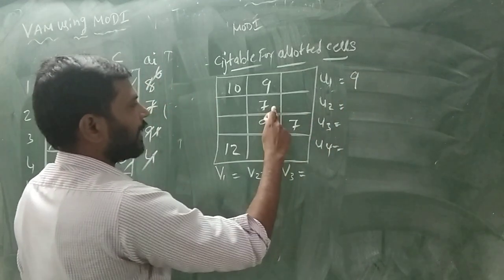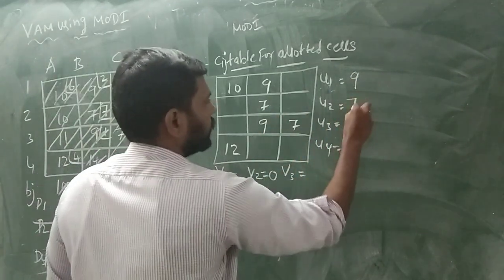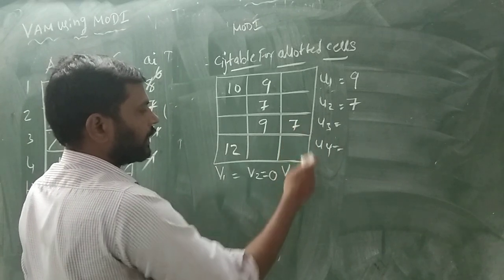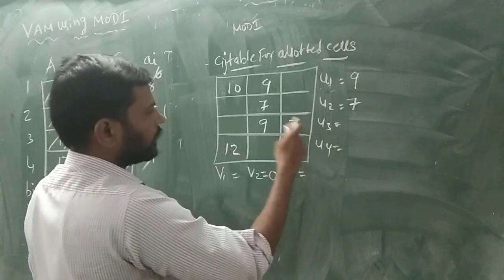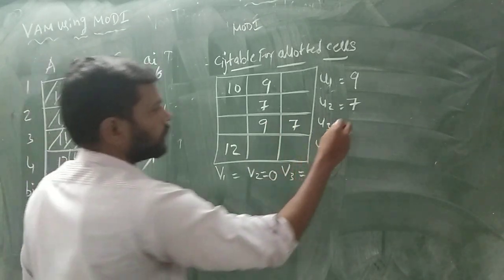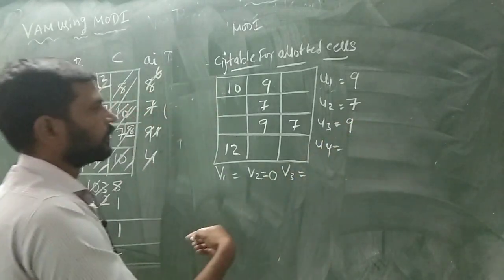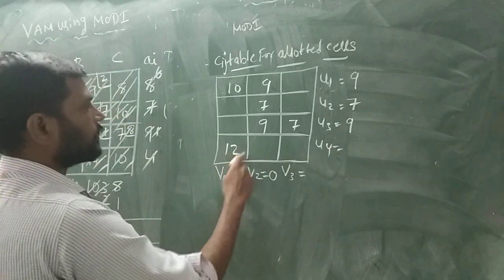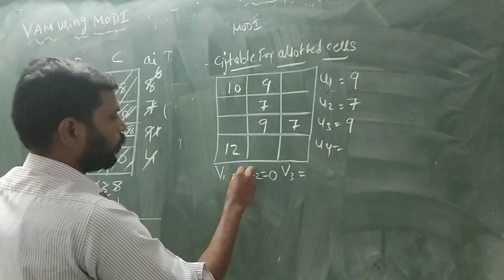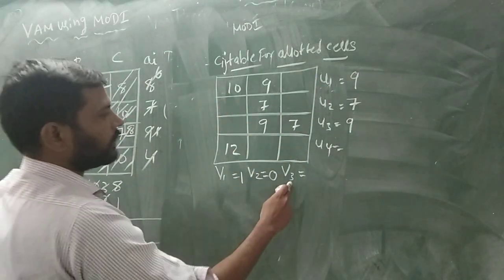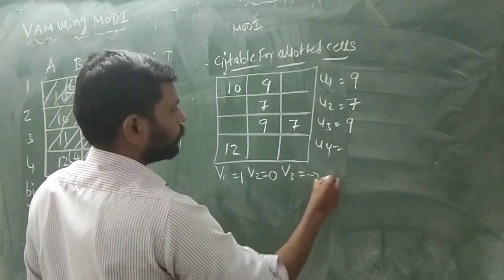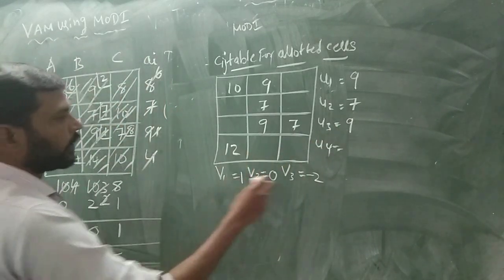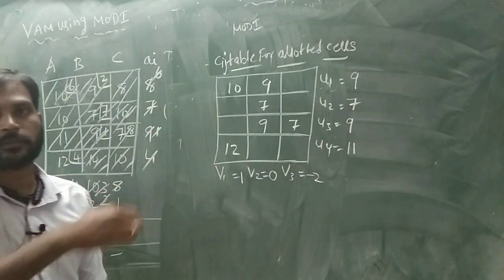Next U2 7, 7 minus 0 is 7. Next one U3 7, here no value, so I drop this. Next one is 9, 9 minus 0 is 9. Next one V1 12 minus, there is no value, so I drop this. Next 10 minus 9 is 1 and V3 7 minus 9 is minus 2, U4 12 minus 1 is 11.